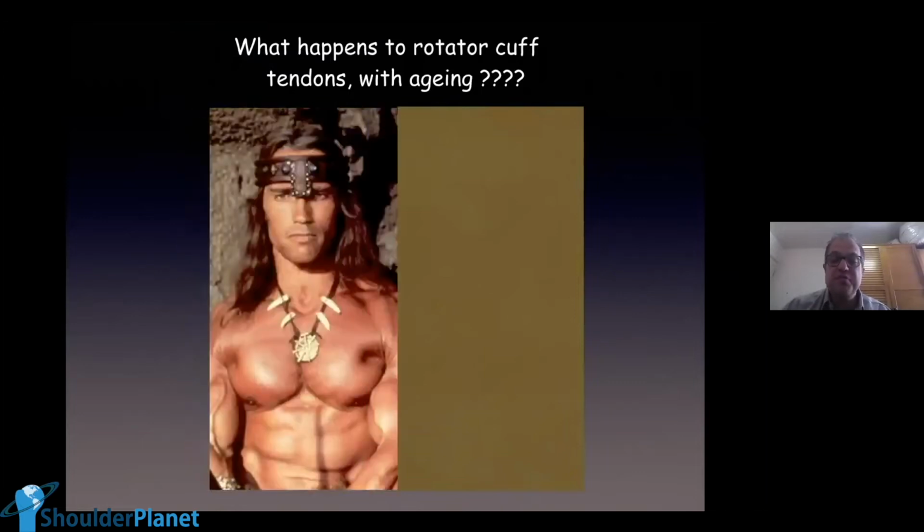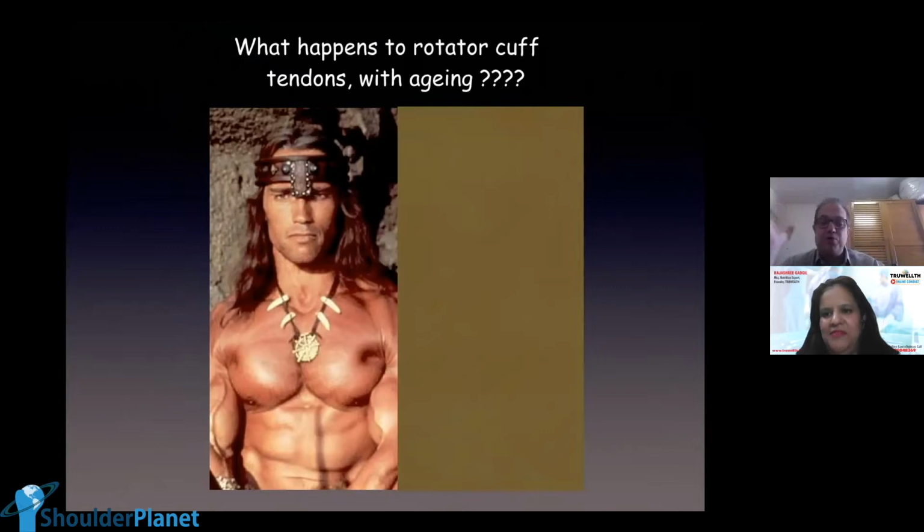So this is a funny way to understand. This is Arnold Schwarzenegger. This is Conan the Barbarian. It was a very important guy when I was a child, 10 years old, 12 years old. I'm talking about 1985, 1987. I was crazy about Conan the Barbarian because he was very strong, very resistant.